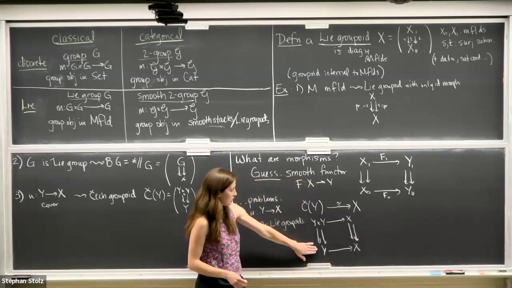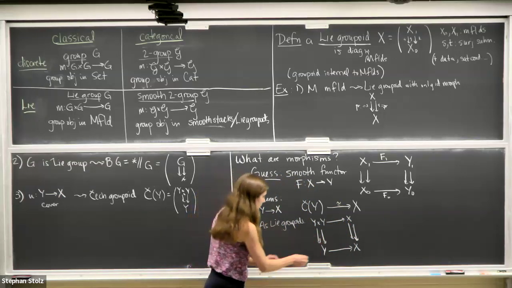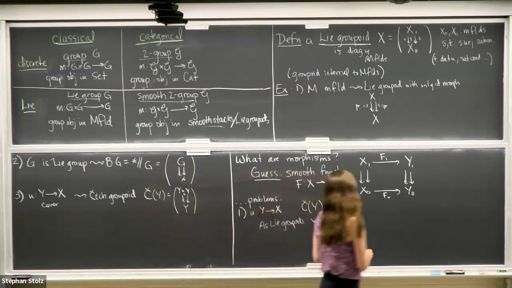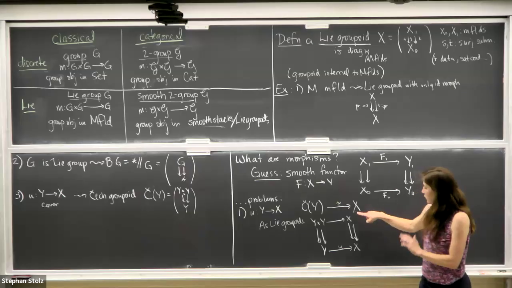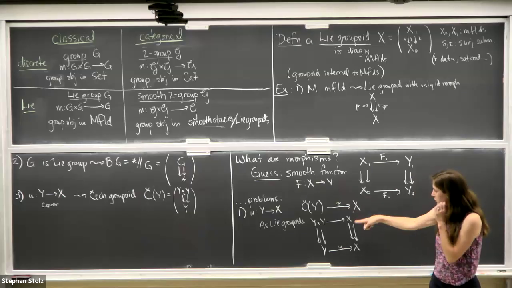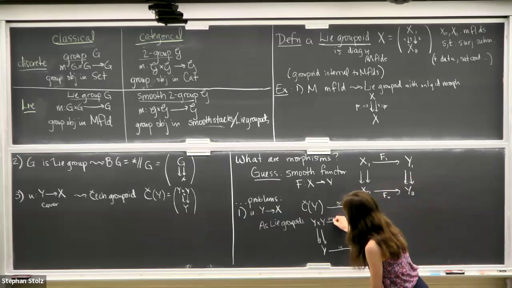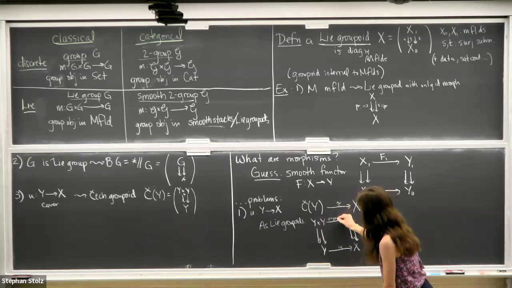So here, what is your map? Here's a smooth functor from Y to X. You can just take that to be the map by the cover U. And because X, when we're thinking of it as a Lie groupoid, all the morphisms are just identities. This is going to be just the projection.